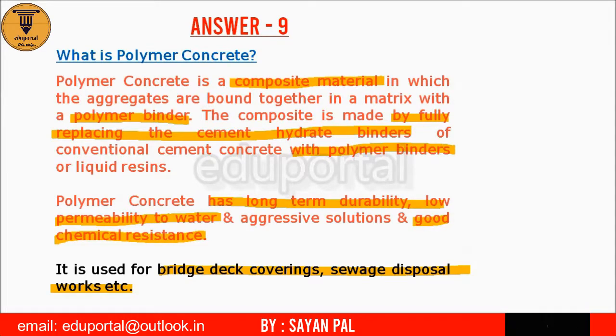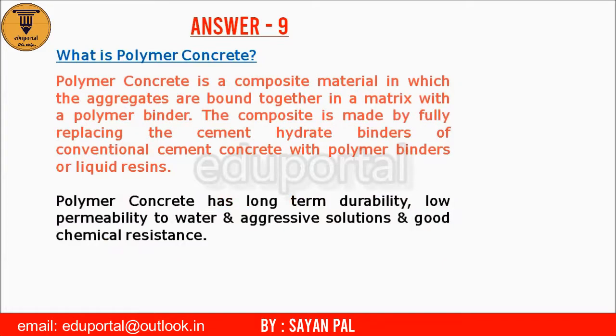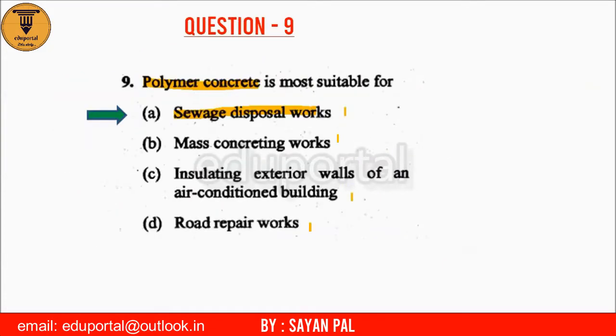Now we will check the question again. The question asks, polymer concrete is most suitable for what? So we can easily say that it is suitable for sewage disposal works. So the answer will be option number A. Okay, now we will move on to question number 10.